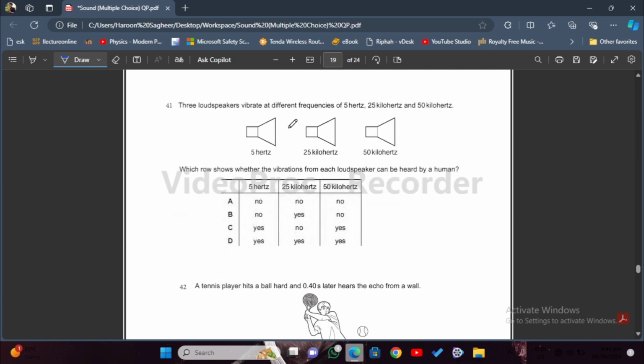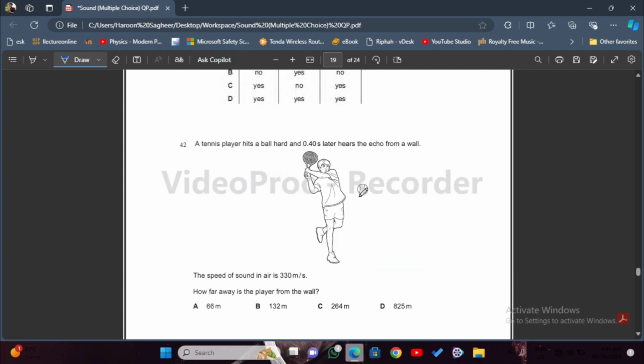Now 3 loudspeakers vibrate. We have already done a similar question like this, but now we have to know if we can hear the sounds produced by these loudspeakers. 5 Hz, we cannot hear it. 25 kilohertz, we cannot hear it. 50 kilohertz, we cannot hear it. So option A is correct. We cannot hear any sound.